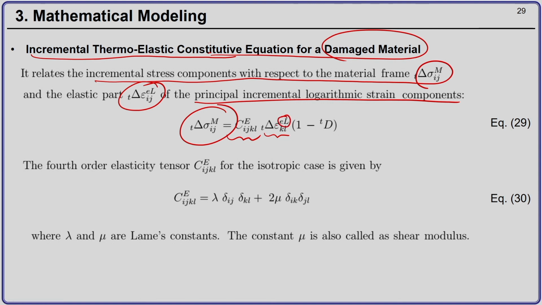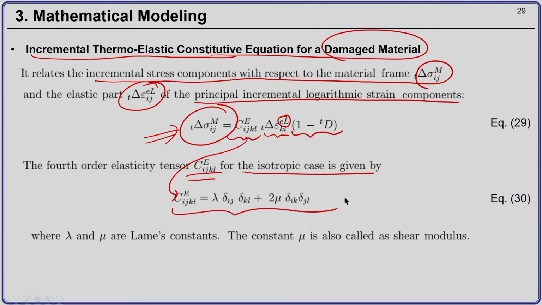This denotes the elastic part of the logarithmic strain, times 1 minus D, because it is a damaged material. From using the concept of effective stress, this is what we get. Here the fourth order elasticity tensor for isotropic case is given by the following formula: C_ijkl is lambda delta_ij delta_kl plus 2 mu delta_ik delta_jl. Here lambda and mu are Lame's constants, and mu is also called the shear modulus.